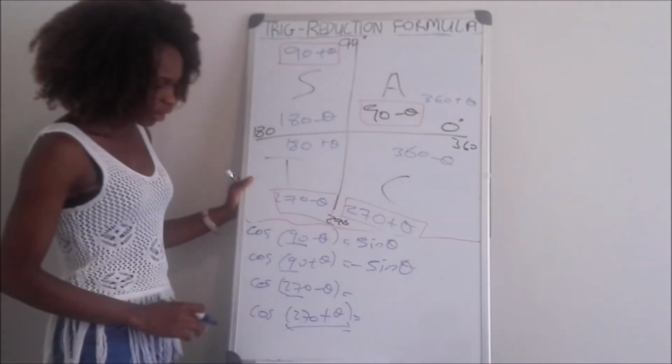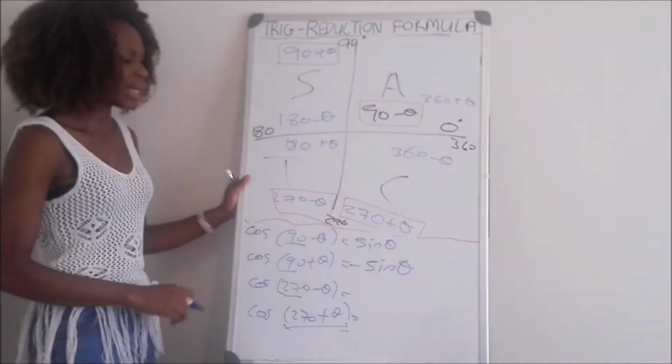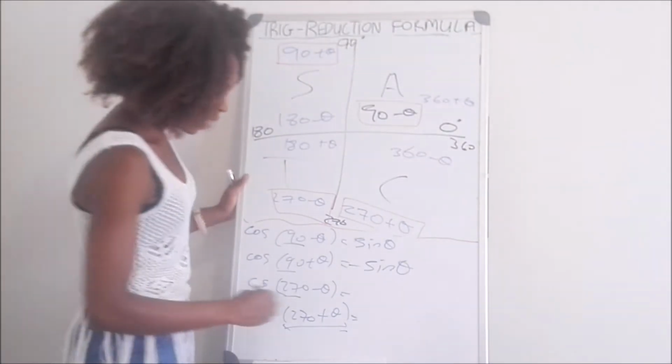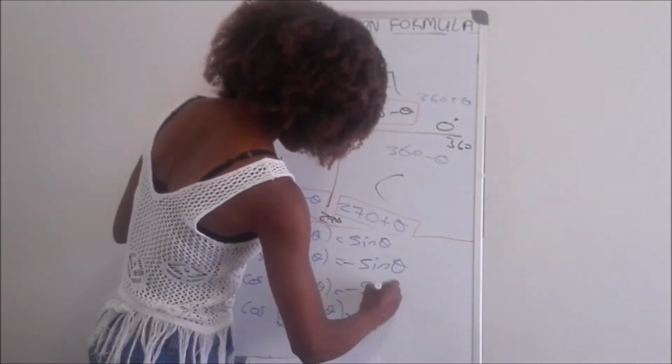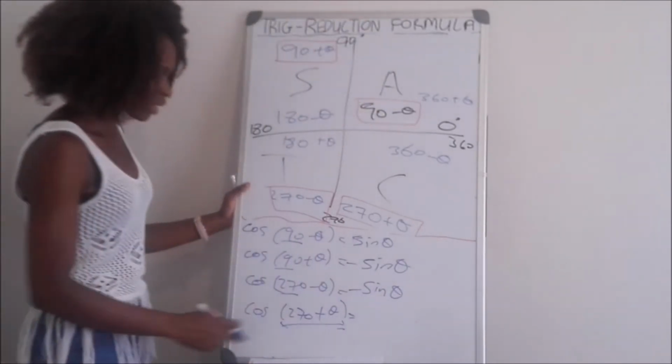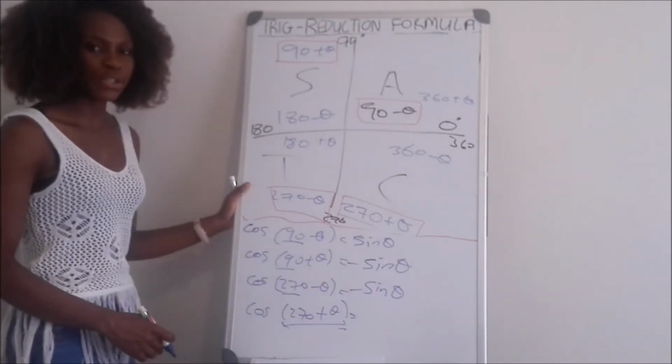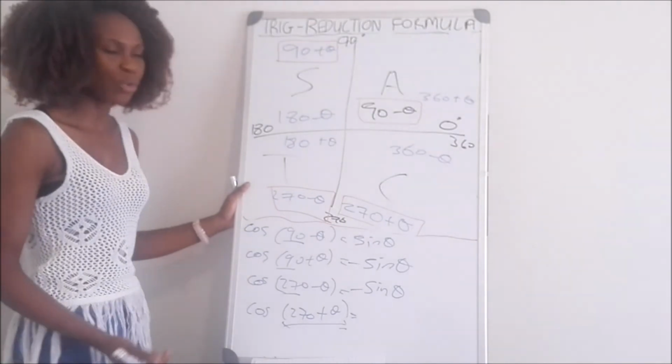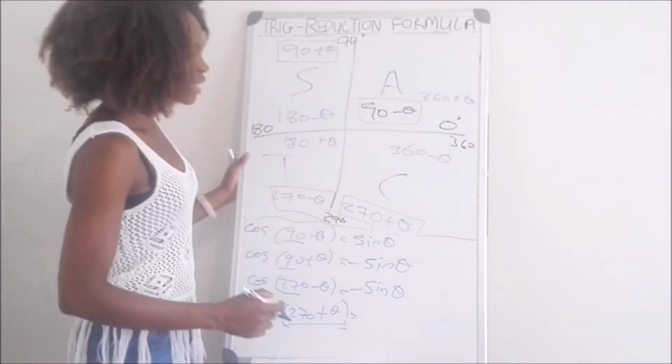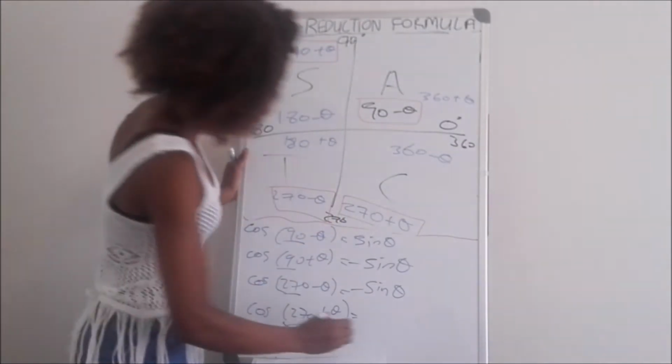In the third one, cos of 270 minus theta, the answer is negative sine theta. And the last one, cos of 270 plus theta: cos and 270 plus theta are found in the same quadrant, which is the fourth one. That means the answer is positive sine theta.